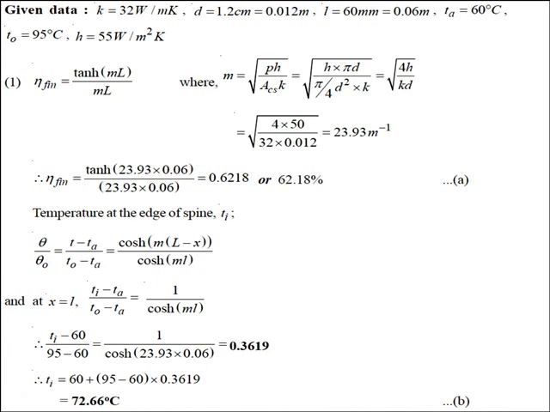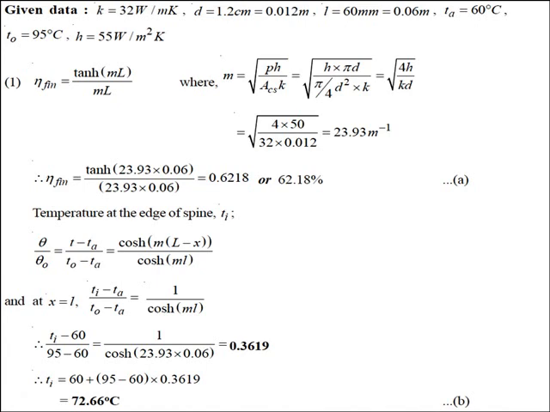And when we put all the values, Ti is what we have to find out. Ti minus 60 divided by 95 minus 60 equals 1 upon cosh, where the M value is 23.93 and the length is 60 mm, which we convert into meters, that is 0.06 meter. So we get the value of Ti, that is 72.66 degrees Celsius. That is our second required answer, the temperature at the edge of the fin.